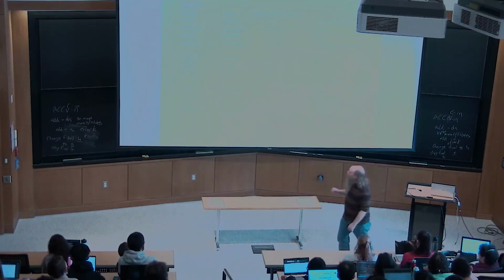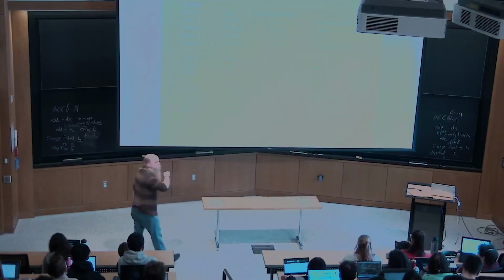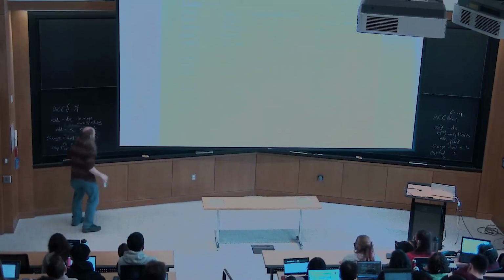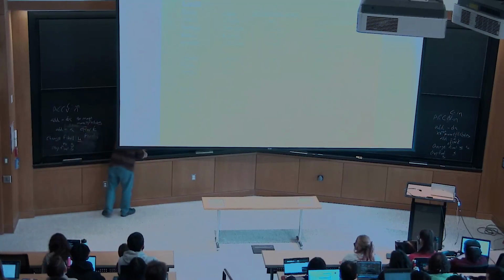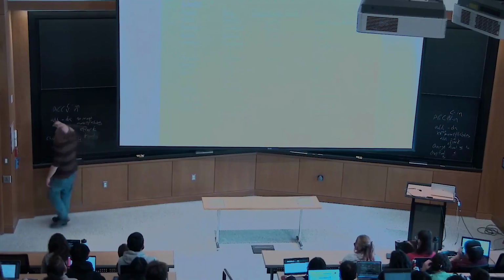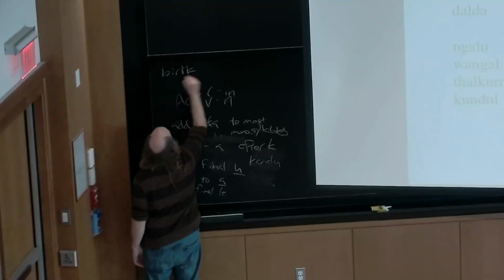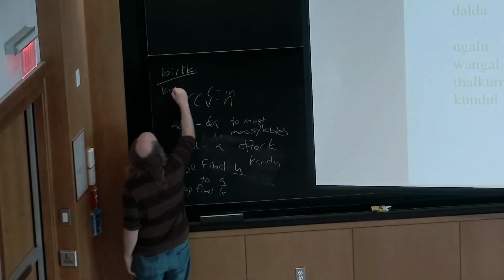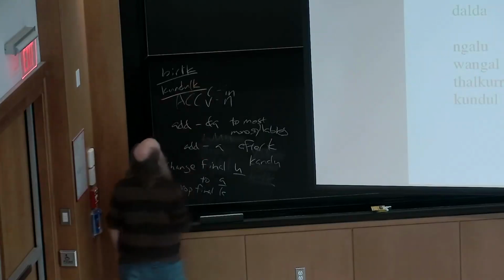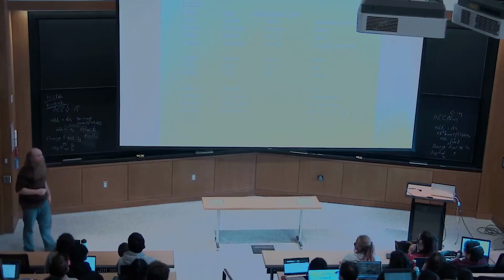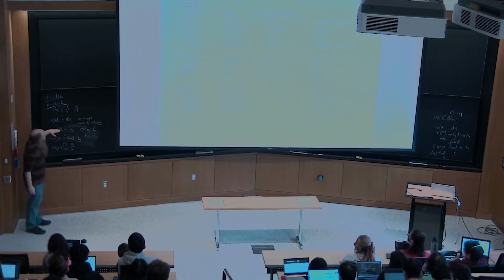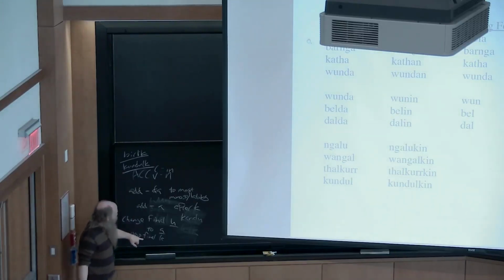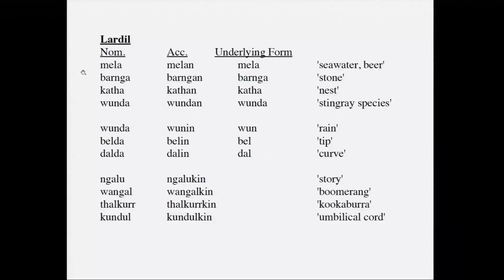Here's another thing we could do though, right? So just to stick to the case that you were worried about just a second ago. We've got words like birk, that means string, underlying birk, and then we've got words like underlying gundulk, that means umbilical cord, right? And with birk, what we do is add a. But with gundulk, what we do is get rid of the final k. So these two words are undergoing different sets of rules.